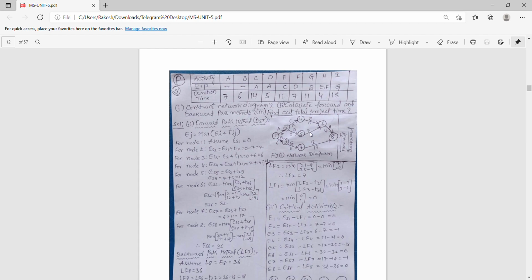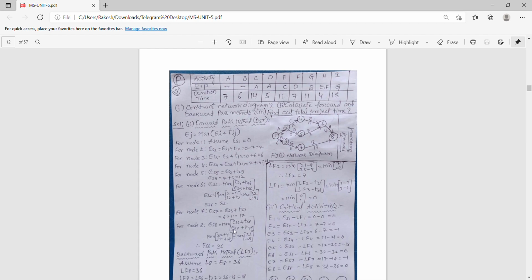As it is combining, coming from two nodes, we have to get only one path at the end, so only one we are considering here. Next, similarly at the 7th node we have done, and at the 8th node again it is coming from two nodes, so we have to again take the maximum of the earliest starting time of 6 plus the time taken from 6 to 8, and the earliest time of 7 plus the time taken from 7 to 8.